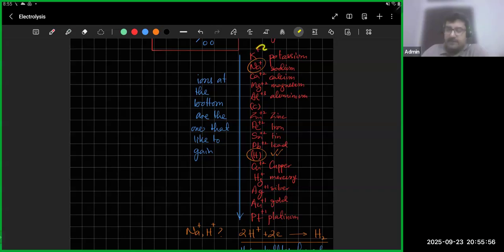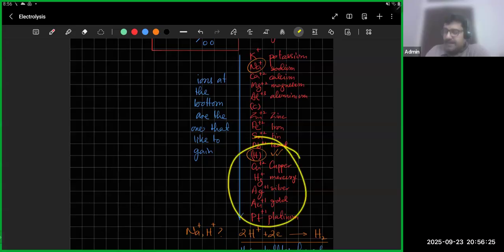Potassium is very reactive. That means potassium really likes to lose electrons. It likes to form ions. It doesn't like to do the opposite. It doesn't like to form the potassium metal back again. So remember, in the reactivity series, when it comes to gaining the electrons back, it's always the unreactive ones at the bottom. They're the ones that really like to gain the electrons back because they never wanted to form ions in the first place. They were very unreactive.